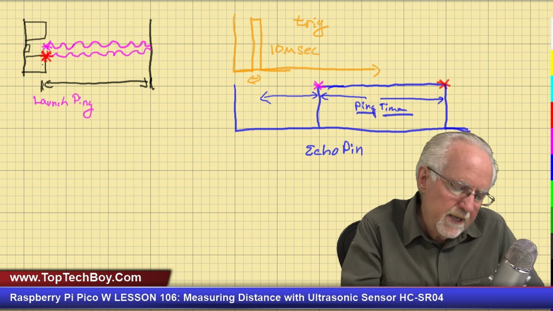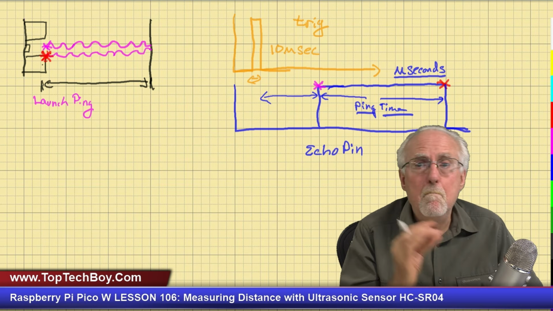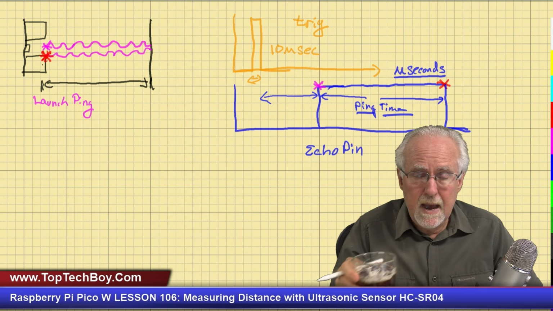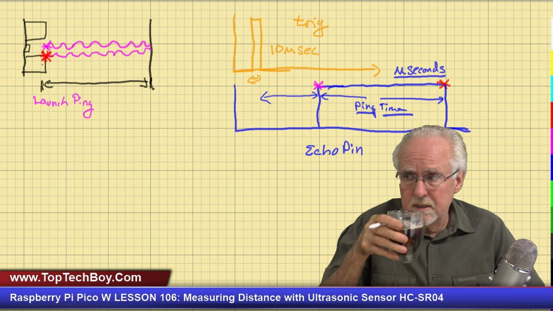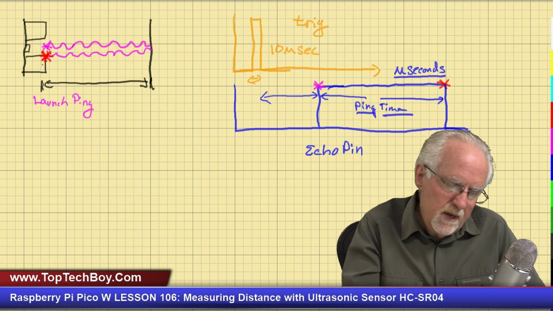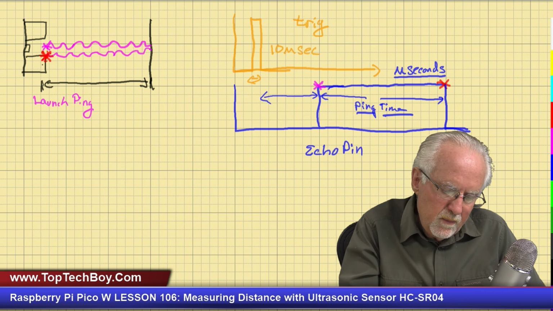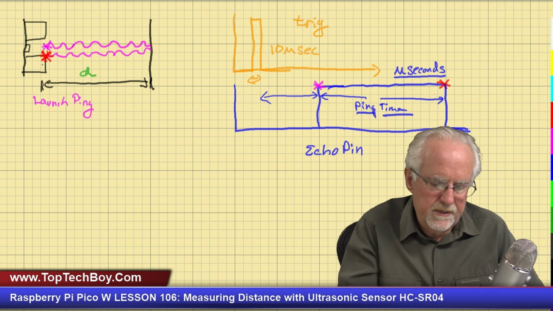It's a time, and the time is in microseconds. And that is millionths of a second. Microseconds, one millionth of a second. There's a million microseconds in a second. Now, what is it that we want to know? We want to know the distance.